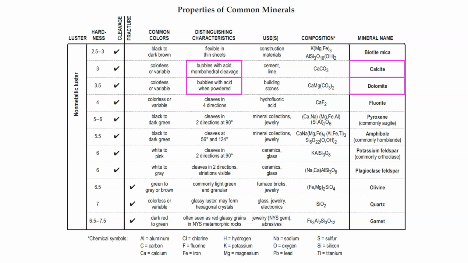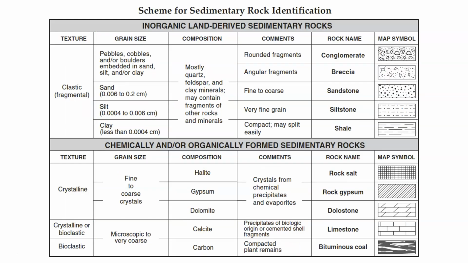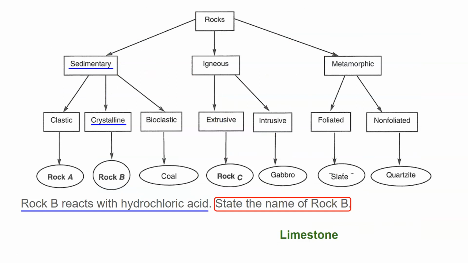Calcite, put some acid on it and it will start bubbling away. So we're looking for the rock that's made out of calcite. So we identify that in our composition column. We go over, we are in fact looking at a limestone. So how does that fit on our flowchart? We have rock B is a limestone. It's a crystalline sedimentary rock that reacts with hydrochloric acid.